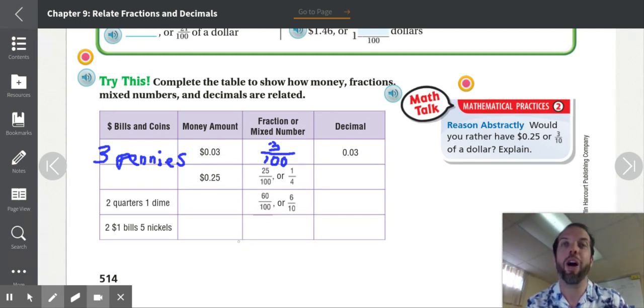Yes, a quarter. 1 whole quarter equals 25 cents. So I'm going to write 1 quarter. I'm doing the best I can again with my writing.